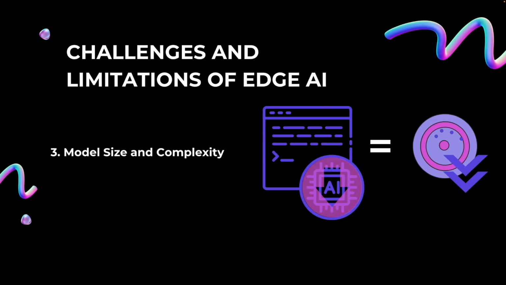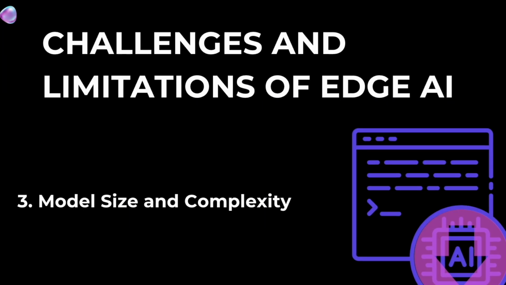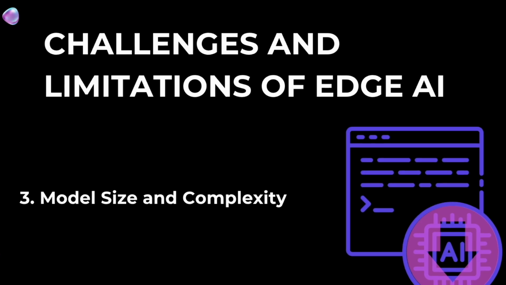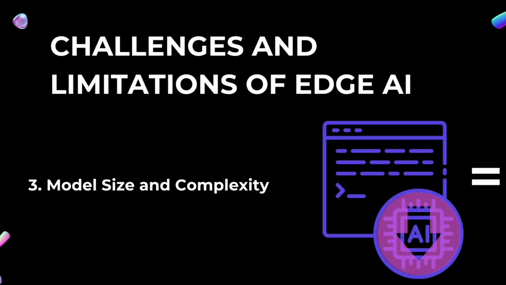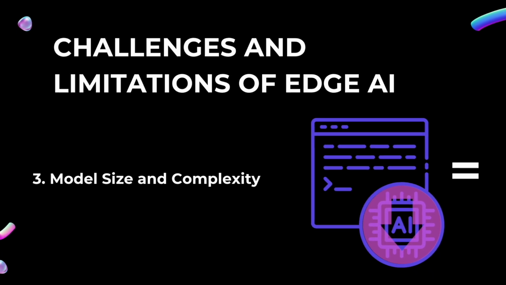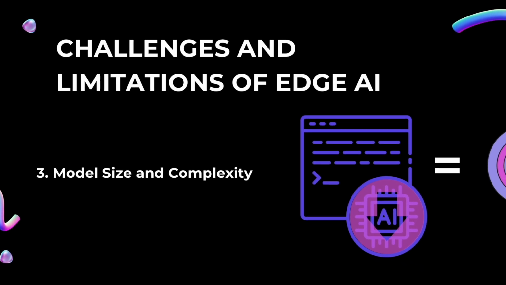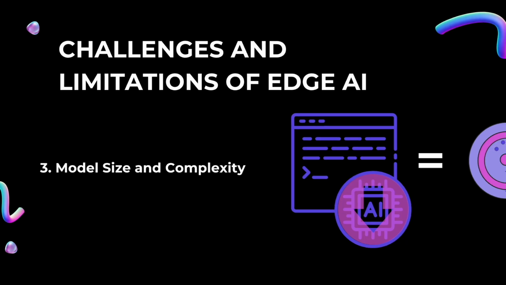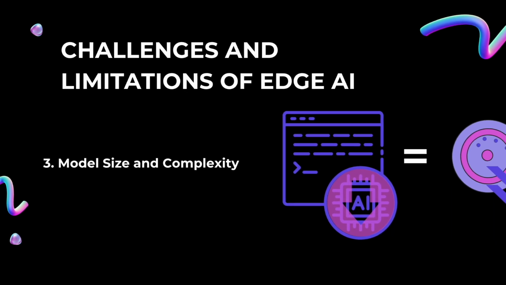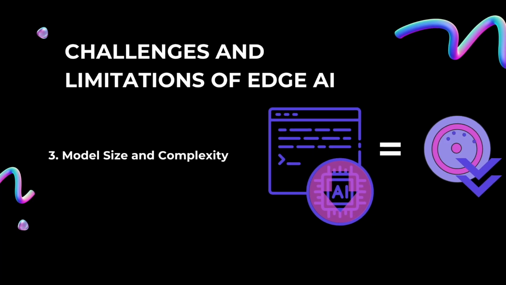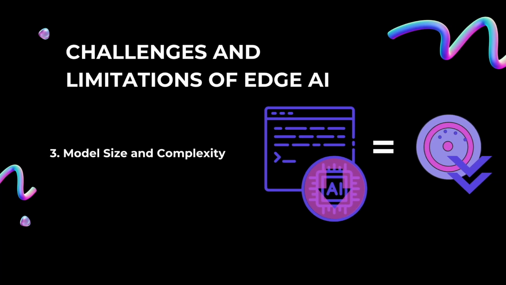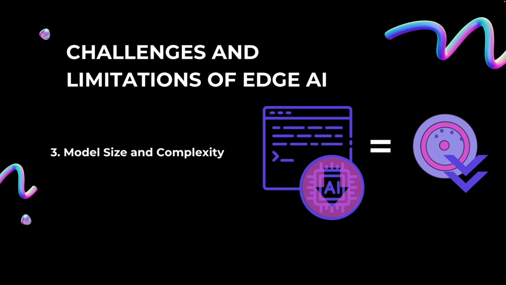Three: model size and complexity. Not all AI models can be easily compressed to fit on edge devices. Techniques like quantization, by reducing precision of weights, and pruning, by removing unnecessary connections, help, but there's a trade-off. As you shrink the model, you may lose accuracy. Sometimes you need to redesign the model architecture entirely for the edge.